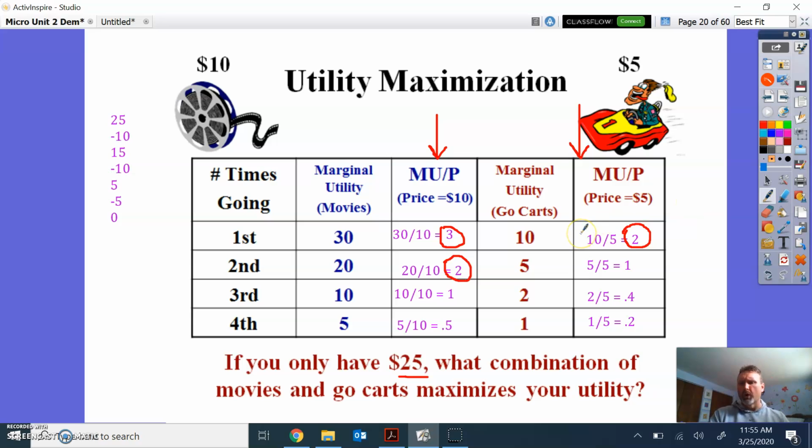It doesn't matter what order I do them in. But the point is, to maximize my benefit of everything I'm doing, I need to go to the movies twice and the go-karts once. I spent all my money. 30 plus 20 plus 10 is 60. That's the highest combination of benefit I can get. So the way you answer this question is, I go to the movies twice and go to go-karts once, and therefore I'm happiest. Because if I do any other combination, my marginal utility will be lower, and I don't want that.